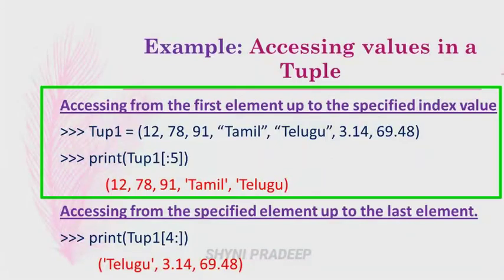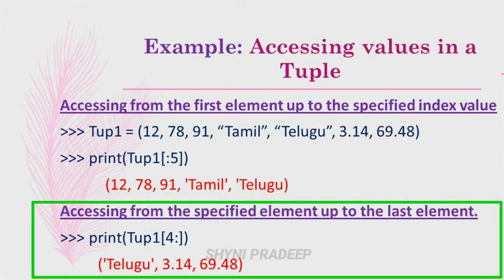Next, accessing from the first element up to the specified index value. Here the starting index value is not given, but the ending index value is given, that is 5. So you have to start from the beginning, from the 0th index value. This is 0, this is 1, this is 2, this is 3, this is 4. So you have to print up to 4. So 12, 78, 91, Tamil, Telugu will be printed.